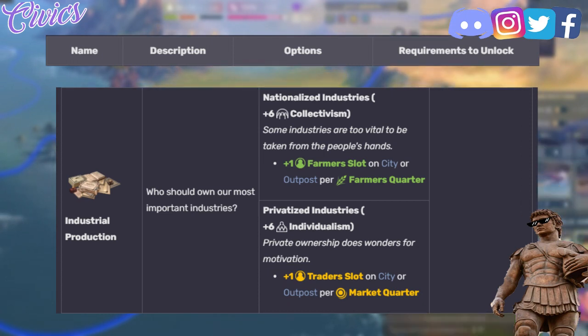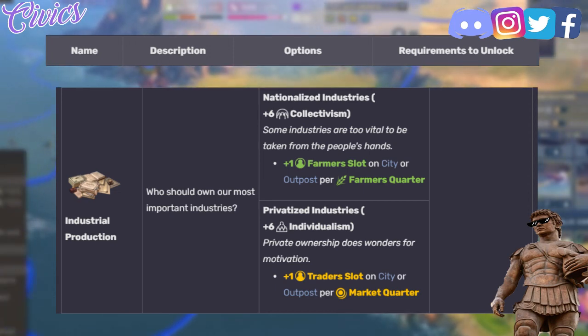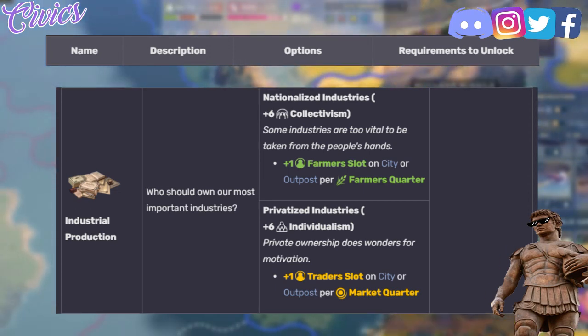Option B, privatized industries, plus 6 individualism. Private ownership does wonders for motivation. Receive plus 1 trader's slot on city or outpost per market quarter.